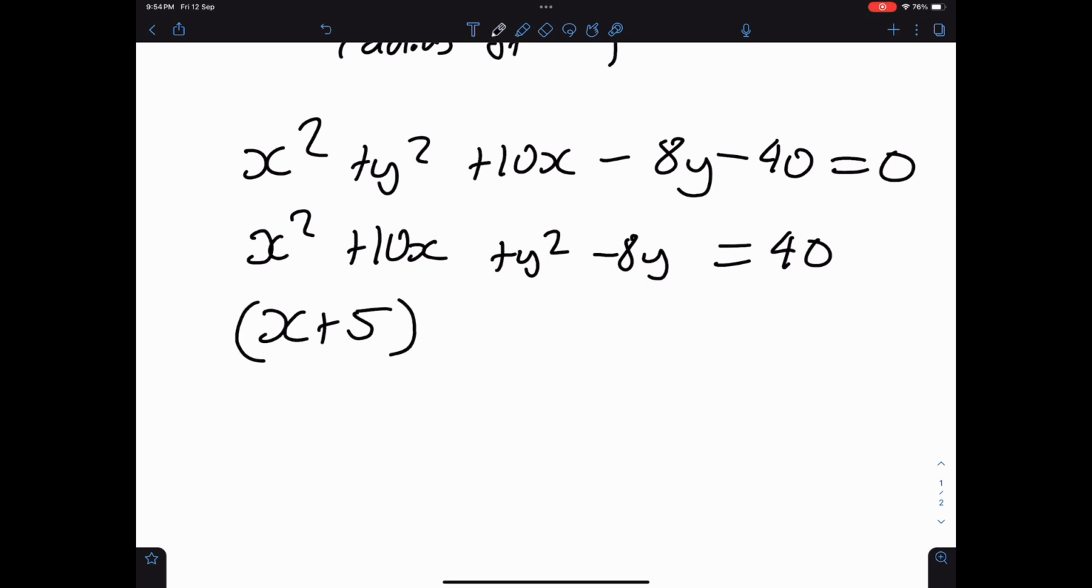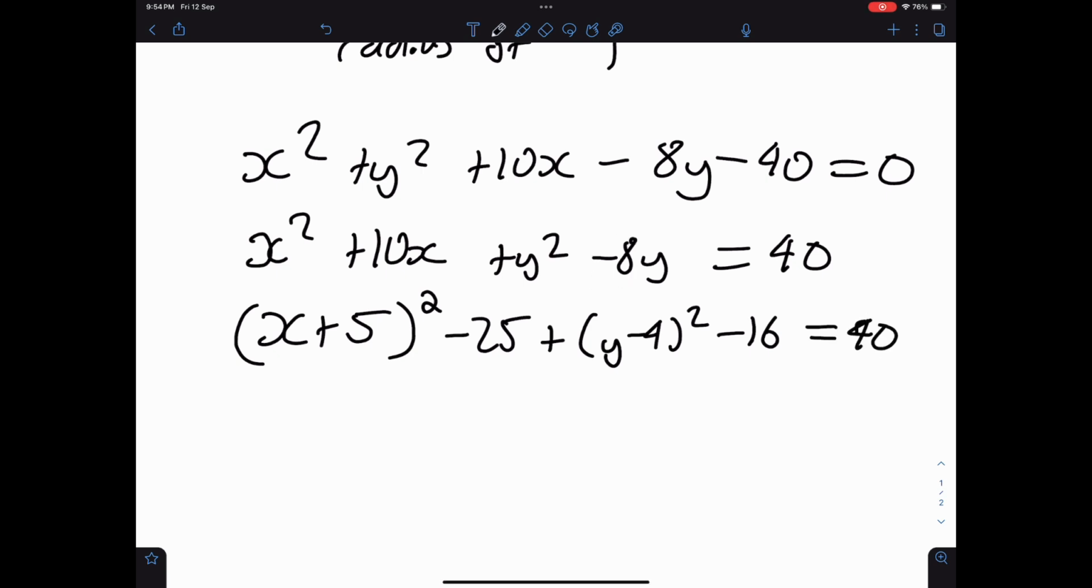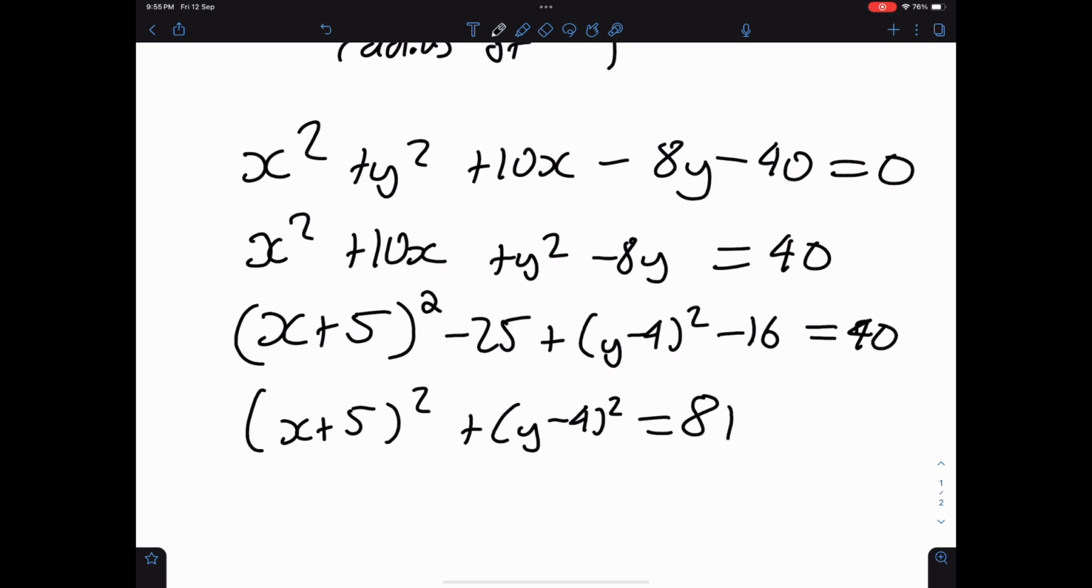You'll find in AS that you'll have to complete the square a lot. And I mean a lot. So, yes, get up for it, get fizzed, and get over it. And just remember what I'm doing. I'm halving this, I'm squaring that, and then I'm minusing the squared thing. So now, if we then get our constants to the other side, so 25 plus 16 is 41, so that's 81.